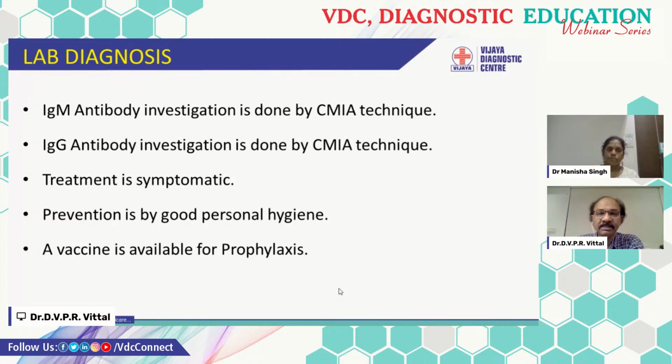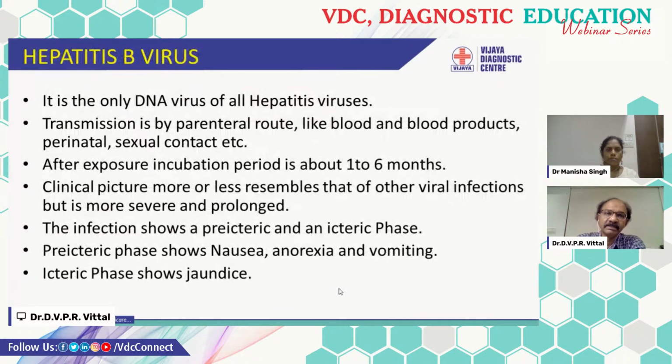Now let us discuss the most important virus of the group, which is type B virus causing hepatitis. Another unique property of this virus is that this is the only DNA virus of all the hepatitis viruses. And this is transmitted through the parenteral route. Most commonly in India, it is either through sexual contact, blood and blood products, or perinatal, that is, from an HBsAg infected mother to baby.